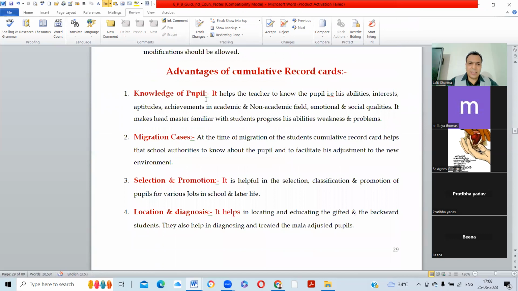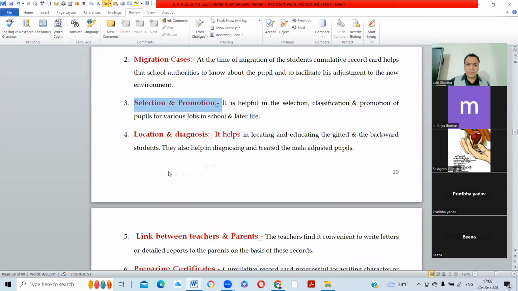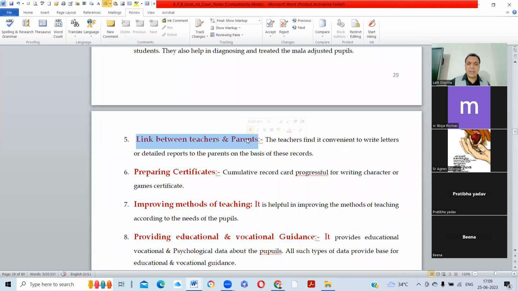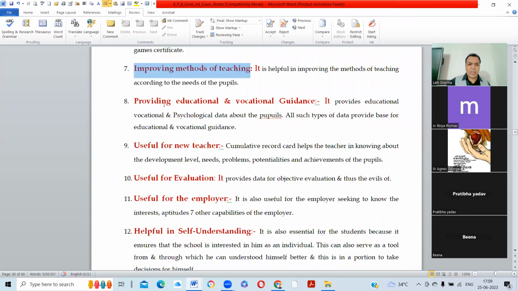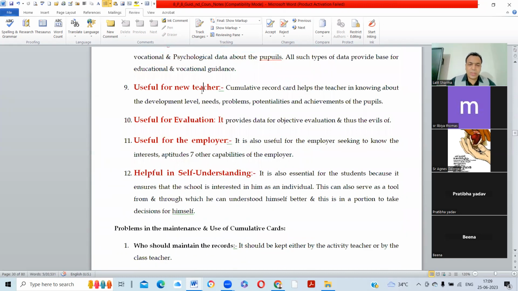And advantages, okay, to know about the student, है ना? Already it is clear, very easy questions है ये तो. हाँ, migration cases, है ना? जब हमने उसको migrate करना है तो then we see that okay, कौन सा school best रहेगा. Selections and promotions, okay, we come to know in which field he will go. Location and diagnosis, link between teachers and parents, preparing certificates, improving method of teaching, providing educational and vocational guidance, useful for a new teacher.